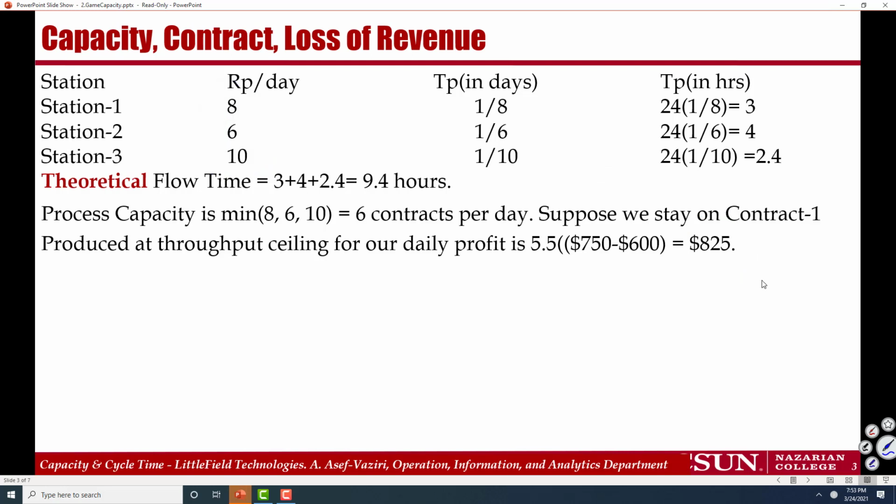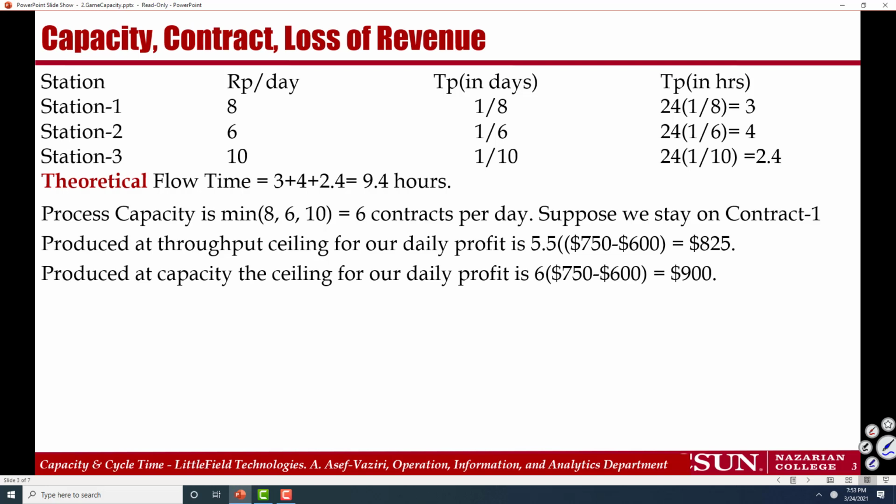And if we assume that we were able to produce at capacity, and we can never do that, no system can produce always at capacity, then this profit was 150 instead of 5.5, we would have multiplied it by 6, and that would get us $900.